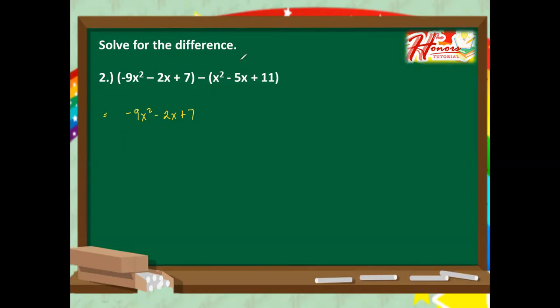So that is negative times positive, that is negative. So negative x squared. The negative times negative is positive, so plus 5x. So for the last term, negative times positive is negative, so negative 11. So now we have to combine like terms. Let's solve from right to left.